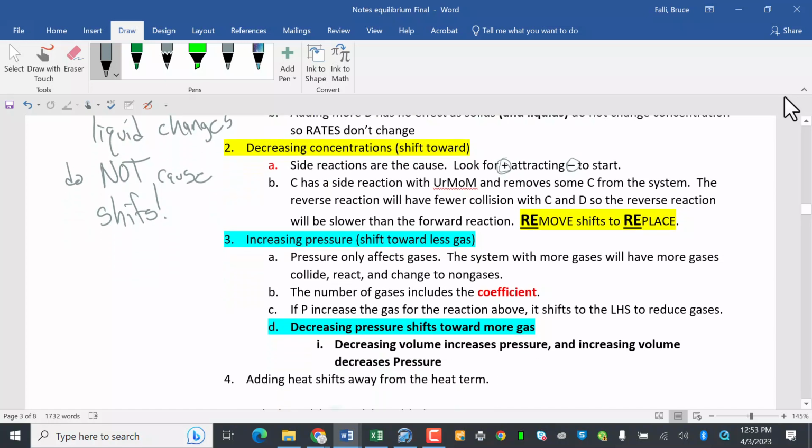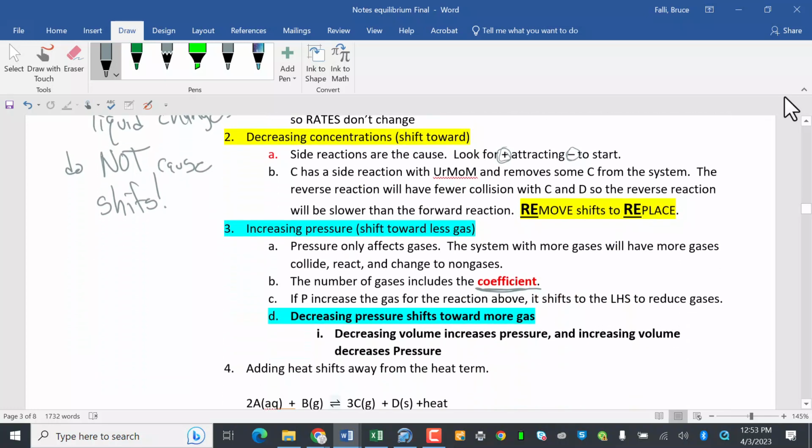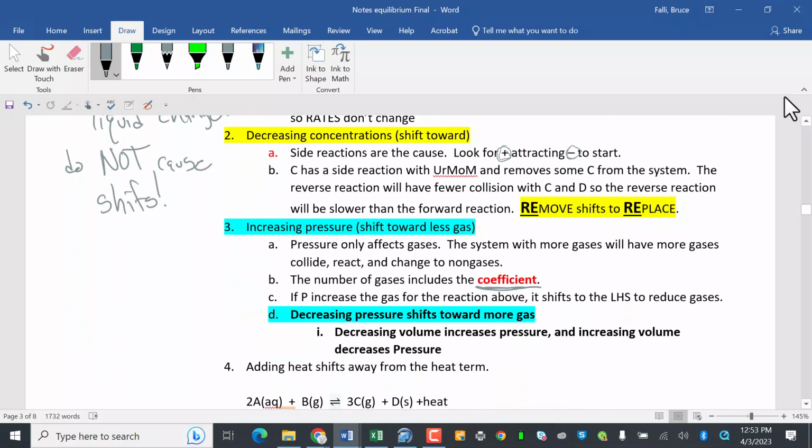Increasing pressure: if I increase the pressure, it shifts towards less gas. Pressure only affects gases. The system with more gases will have more gases collide, react, and change to non-gases. The number of gases includes the coefficient. Don't forget the coefficients. Over here I have 3 gases, and over here I have 1 gas. See how the coefficients matter? If pressure increases for the reaction above, it shifts to the left-hand side to reduce gases. Decreasing pressure shifts towards more gases.